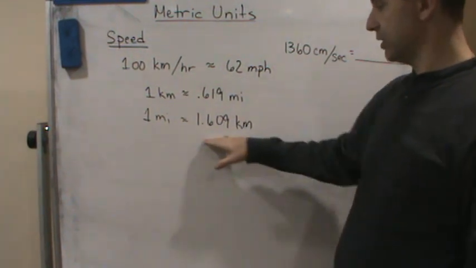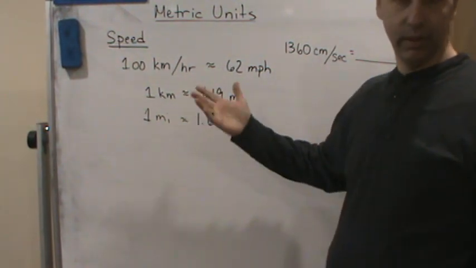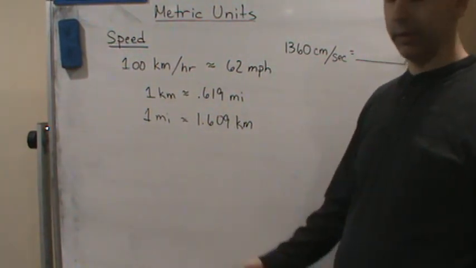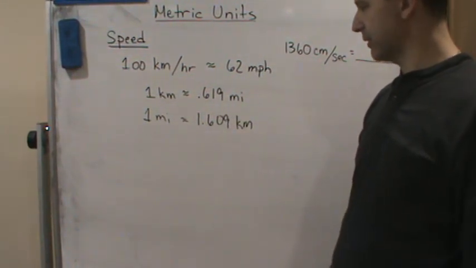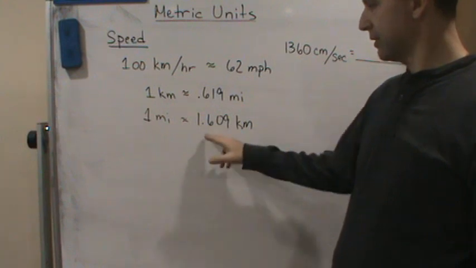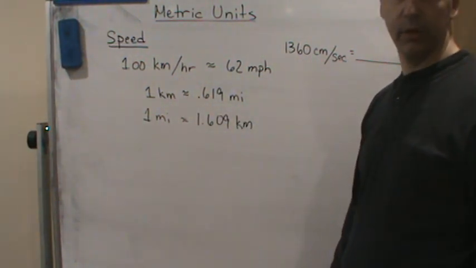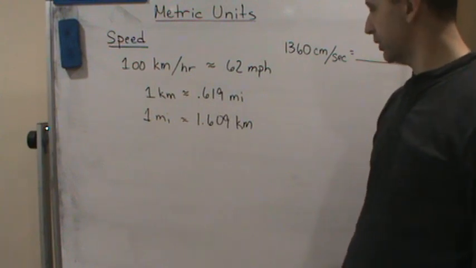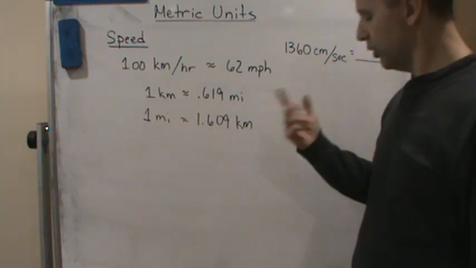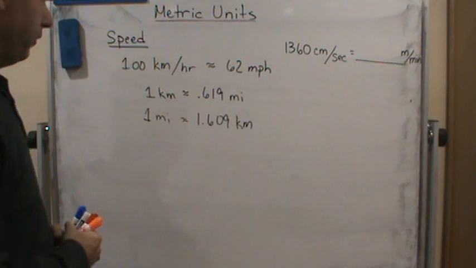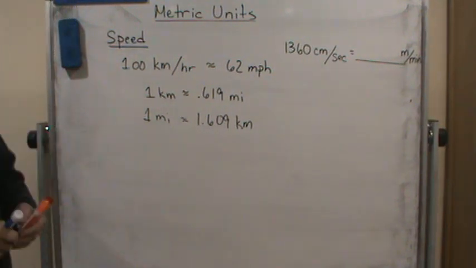But this is accurate. This is what a lot of textbooks will use. If you go online and stuff like that, you might get something more accurate. But a lot of times, these are the two conversion factors that you're going to see in a textbook or a PDF or something like that. So what we can do is use these to help us convert to different compound units.